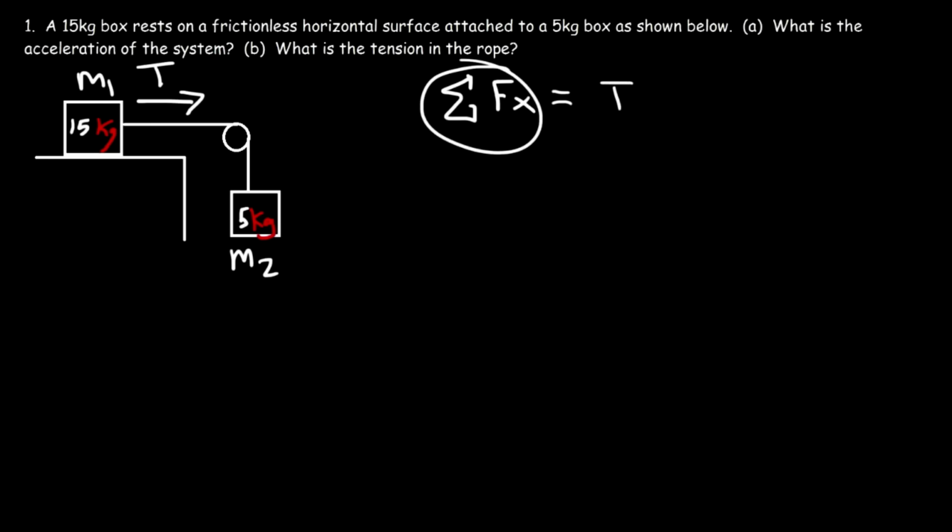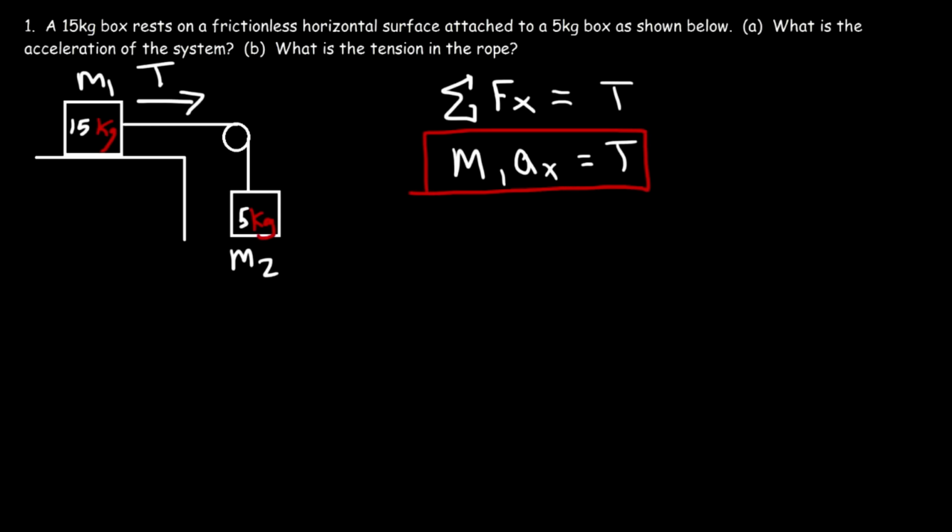And based on Newton's second law, the net force is equal to ma. So this is going to be m1 times a in the x direction. So that's how you can calculate the tension force once you know the acceleration. Now let's focus on block 2.